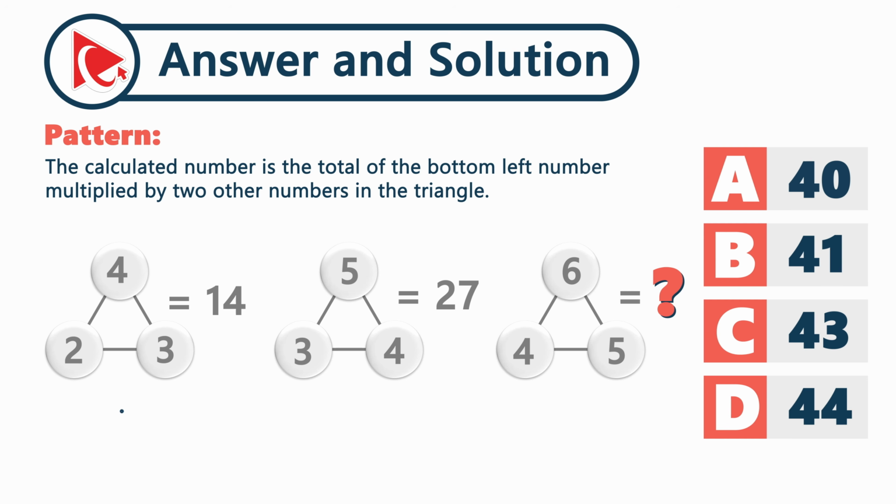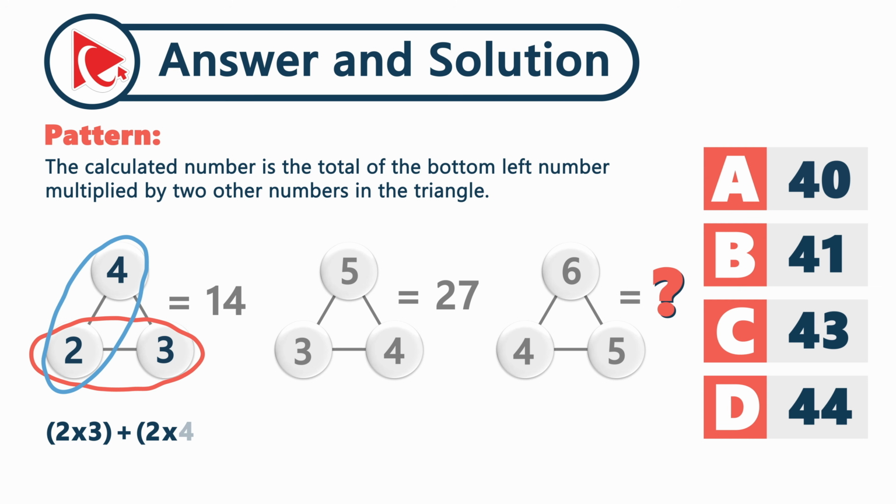So the first triangle has numbers 2, 3, and 4. 2 multiplied by 3 in parentheses plus 2 multiplied by 4 in parentheses equals 6 plus 8 and equals 14. Obviously, you don't even need parentheses in this expression since multiplications will be done first.